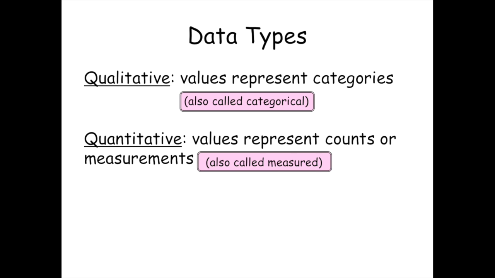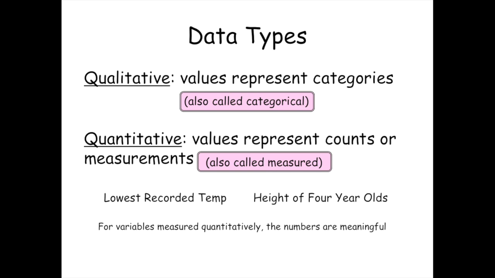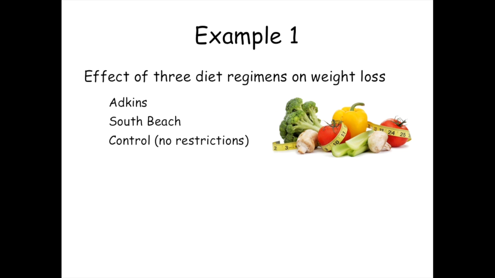The other main data type is quantitative, or measured. Lowest recorded temperature and height of 4-year-olds are both quantitative variables. For this type of variable, the numbers assigned are meaningful. Unlike qualitative variables, the values of quantitative variables represent an amount of the characteristic being measured.